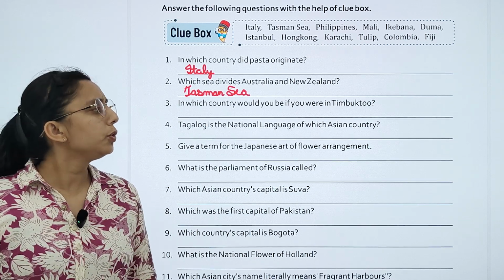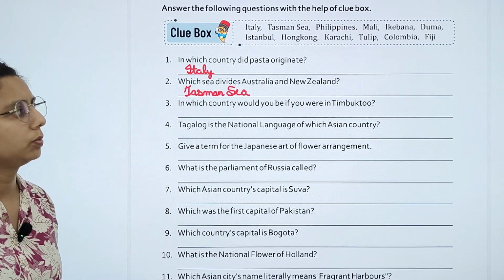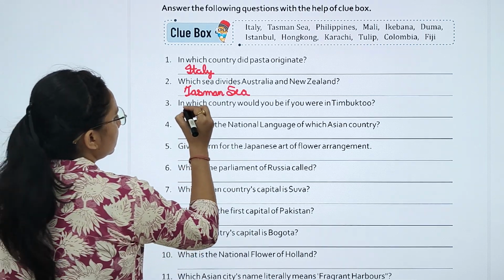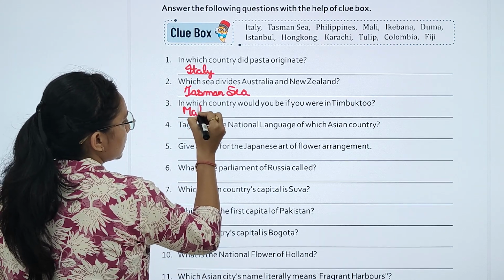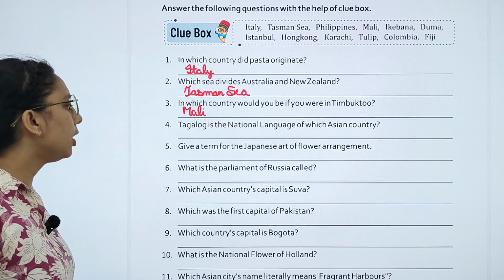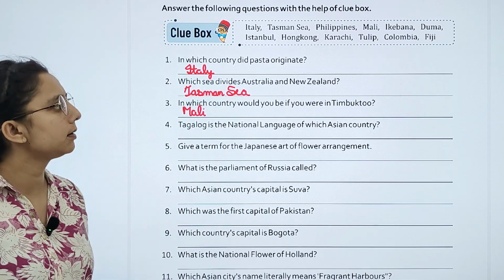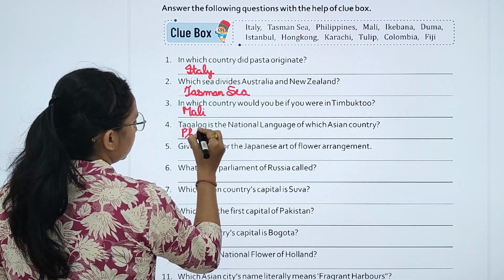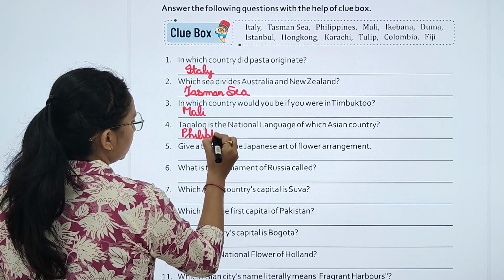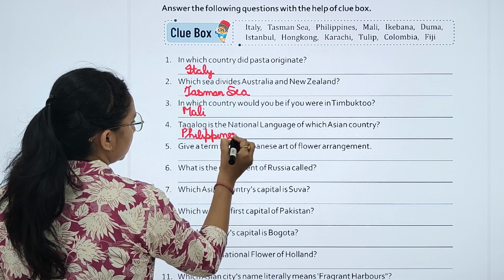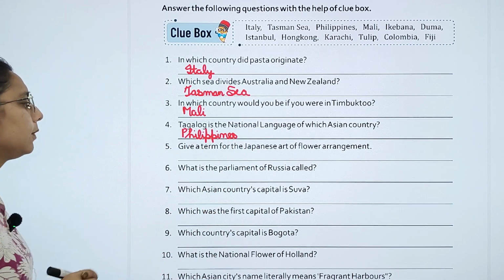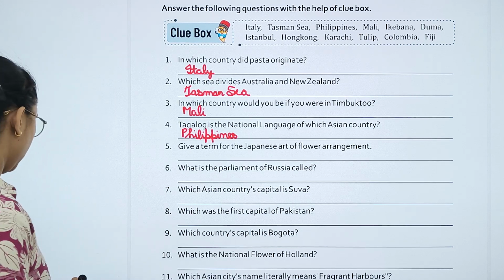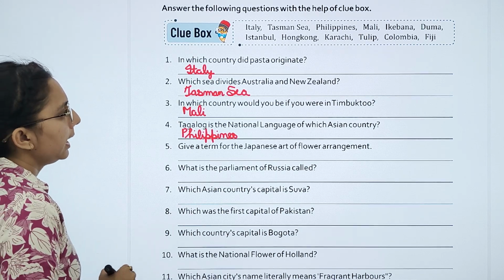In which country would you be if you were in Timbuktu? That is your Mali. Next is, Tagalog is the national language of which Asian country? That is Philippines. Give a term for the Japanese art of flower arrangement. What we call it? That is your ikebana.